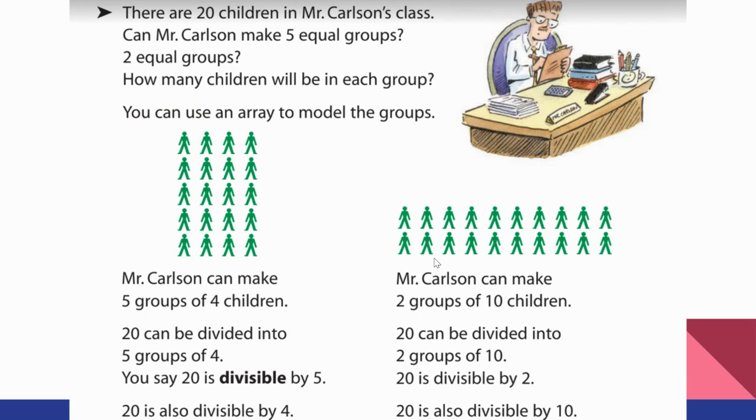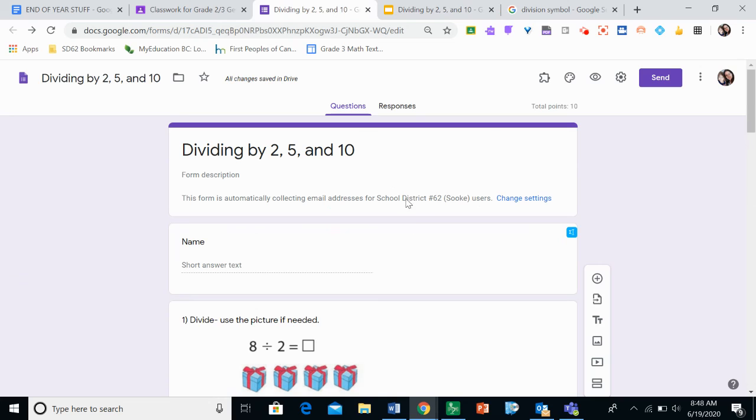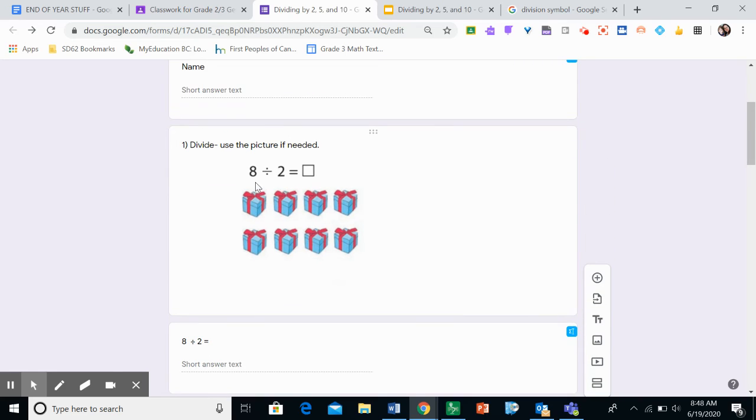Got it? All right, so now for our assignment. Dividing by 2, 5, and 10. Don't forget to put your name here, and you're going to use the picture for the first question. Divide, use the picture if needed. So if we have a total of 8, because remember, when we divide, we always start with our total, the total number of items that you're talking about, or just numbers. So a total of 8. See, we have 8 gifts here, and we're dividing it by 2. So if we were to put this in 2 equal groups, how many is in each group?